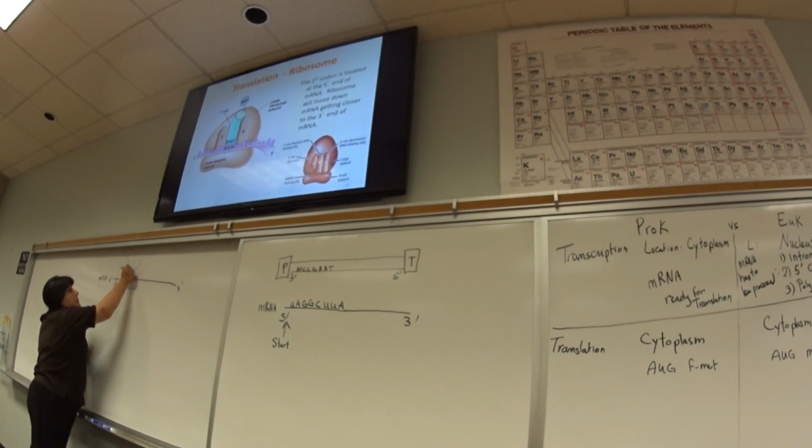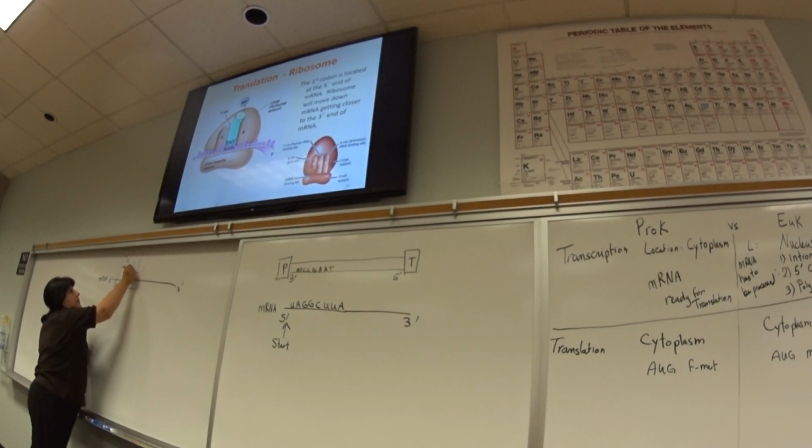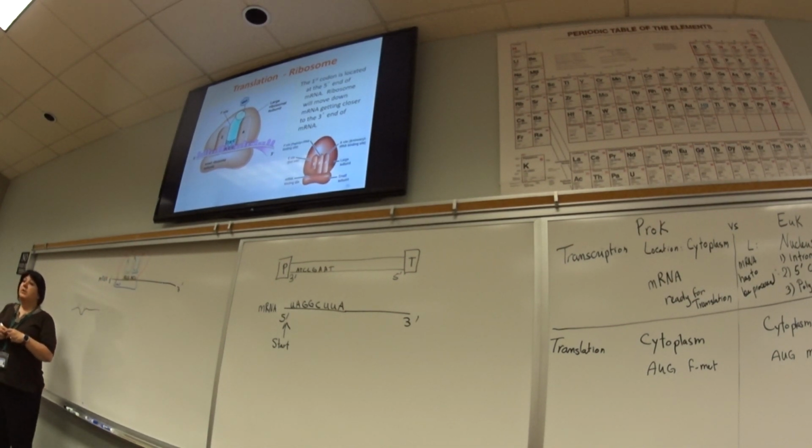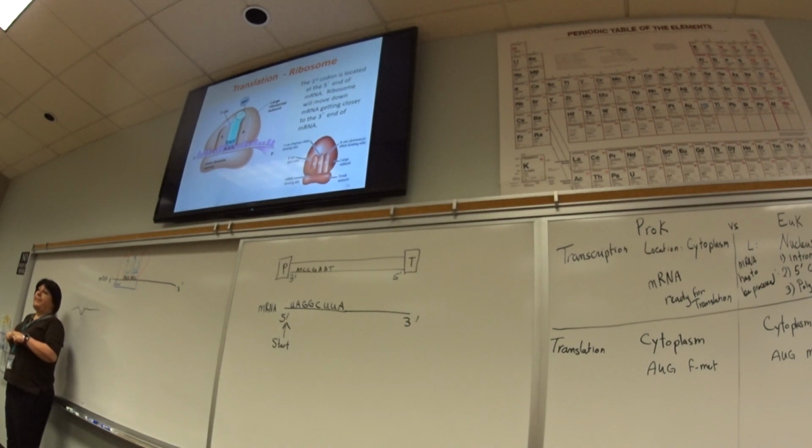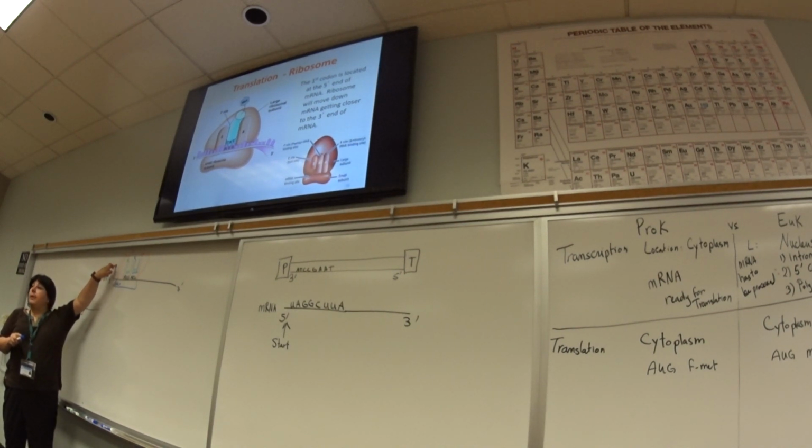That's going to be UGA, whatever. All right? So P and A will be filled with tRNAs. The second that happens, the second job of the large subunit kicks in.